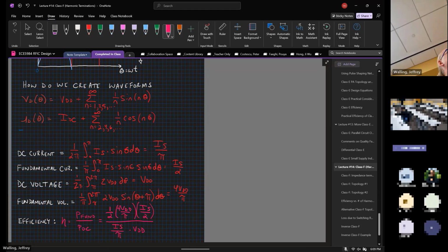All right, so if we've done everything correctly, the numerator completely cancels with the denominator, and we get an efficiency of 100%. So that's what we're going for.